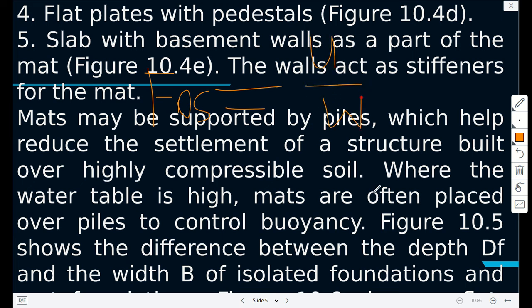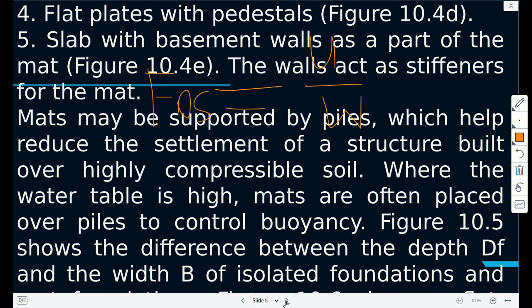So that's it. Because it's also what you're saying, sometimes this can happen to foundations as well. Mats may be supported by piles, which help reduce the settlement of a structure built over highly compressible soil. Where the water table is high, mats are often placed over piles to control buoyancy, the ability to float. Figure 10.5 shows the difference between the depth Df and the width of isolated footings.